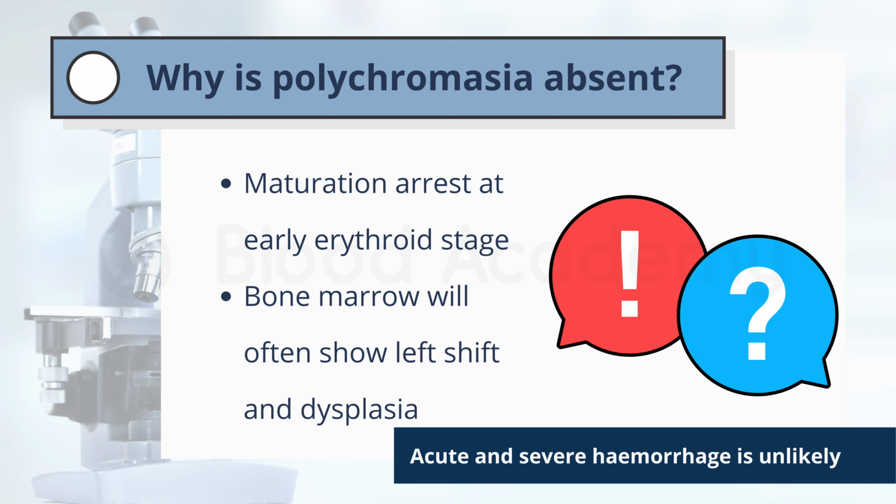An absence of polychromasia is often seen in patients with severe hemorrhage. This is unlikely in this case because the patient is so anemic. Such a low hemoglobin concentration points towards a chronic process, allowing the body to compensate. A patient with severe hemorrhage will unlikely tolerate such a low hemoglobin concentration if it develops over a short period.